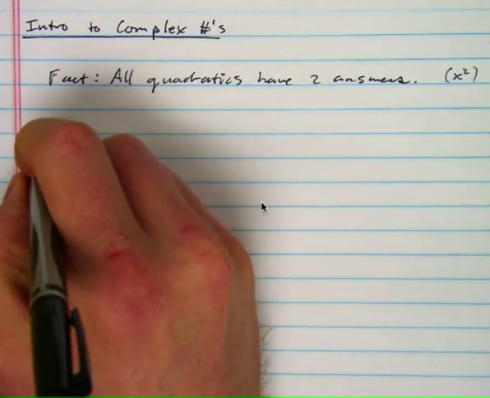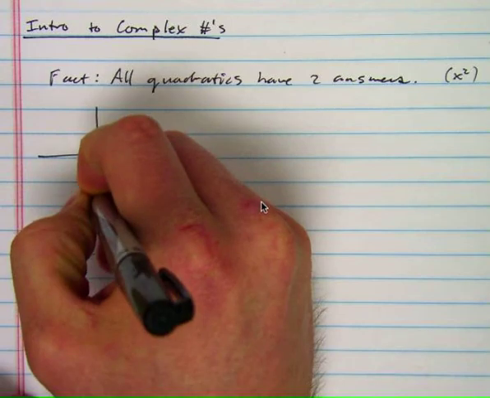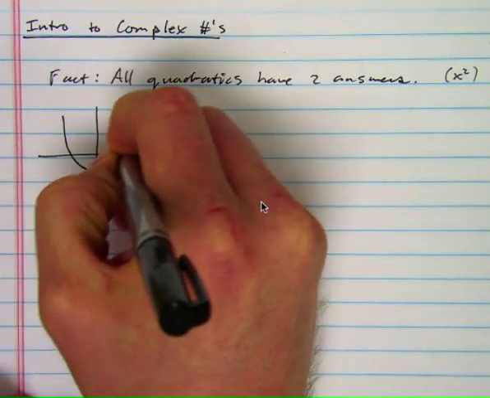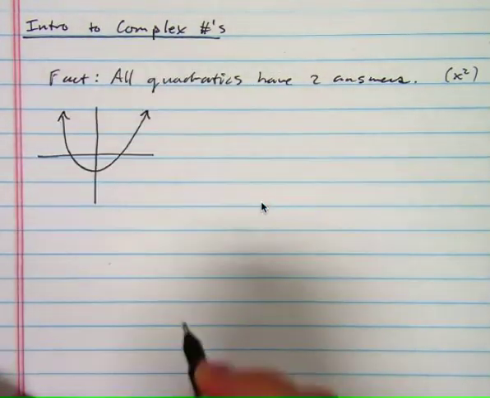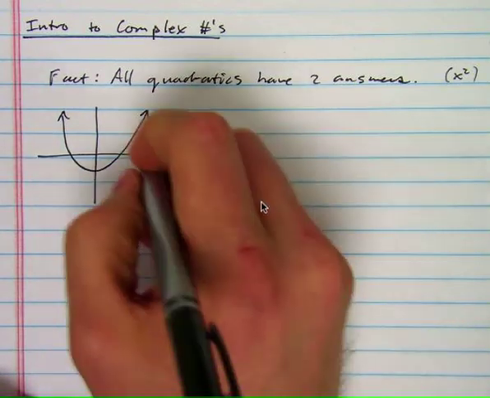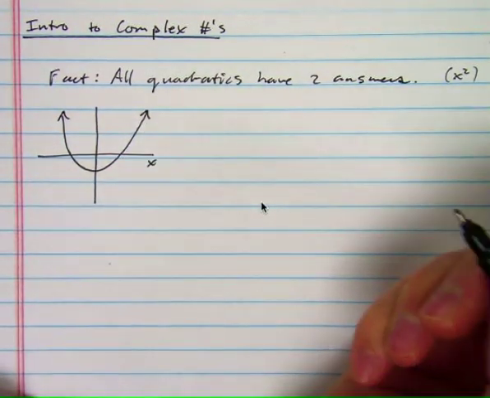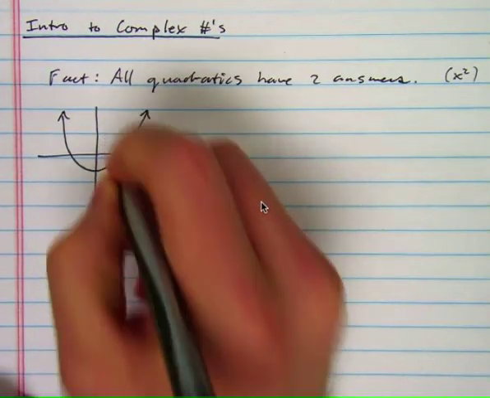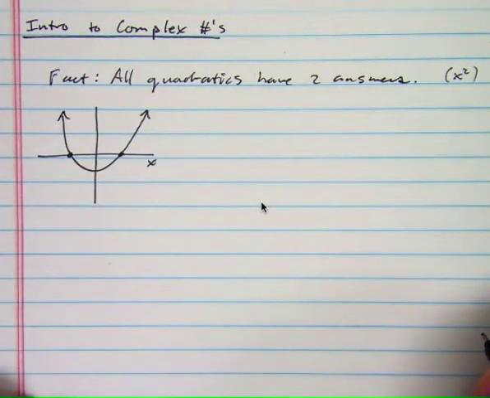Now, this makes sense because if I have a parabola and I'm looking for where it crosses the x-axis, how many answers do I have? Well, I have 1, 2. So I normally get 2 zeros, or 2 x-intercepts, or 2 roots.